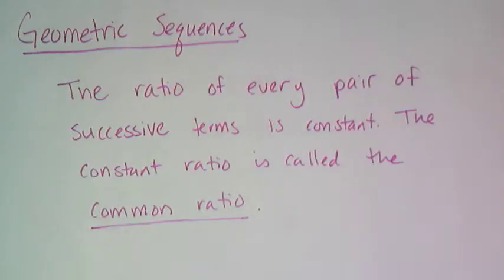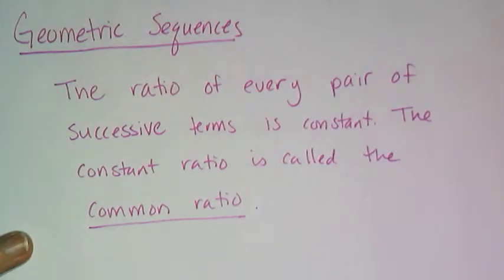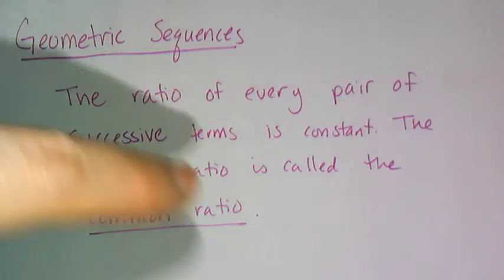The second type of sequence that we're going to focus on is the geometric sequence. And here's the definition. It says a geometric sequence is a sequence where the ratio of every pair of successive terms is constant. So if you take any two terms and you divide them, you're going to get a common ratio or a constant ratio. And all that really means is that you have a constant multiplier. So there's a multiplier between the terms.